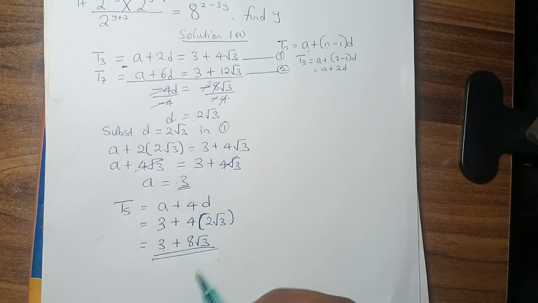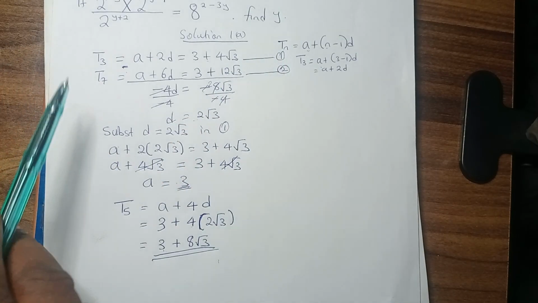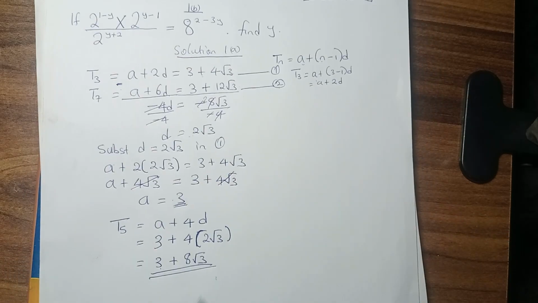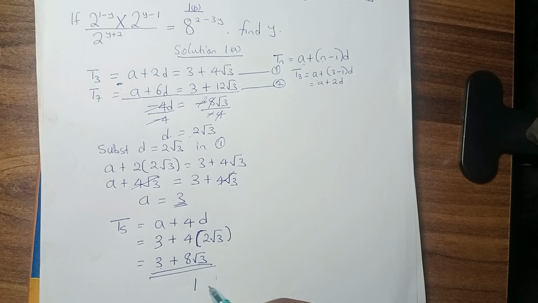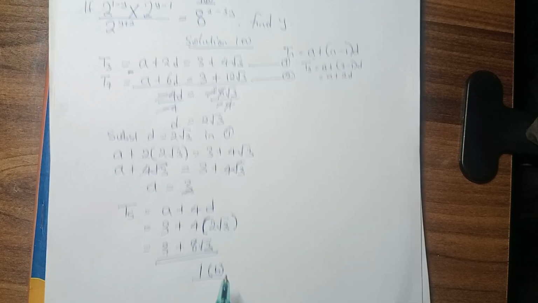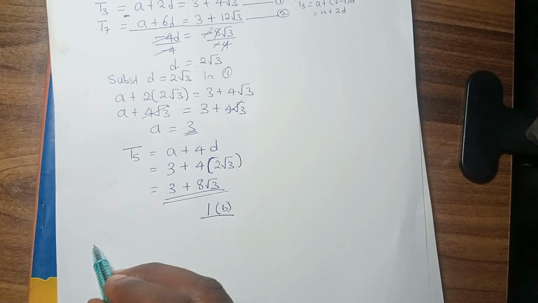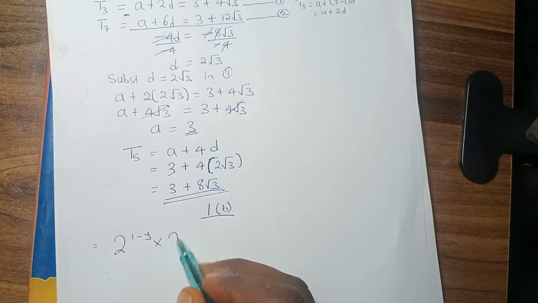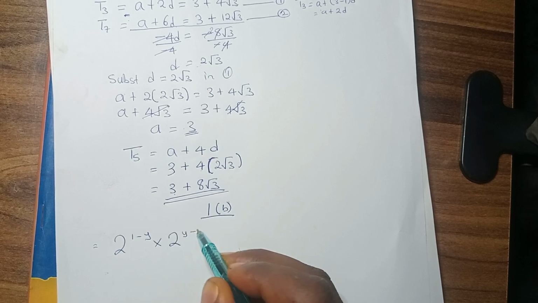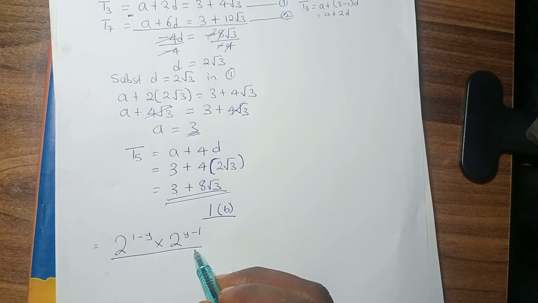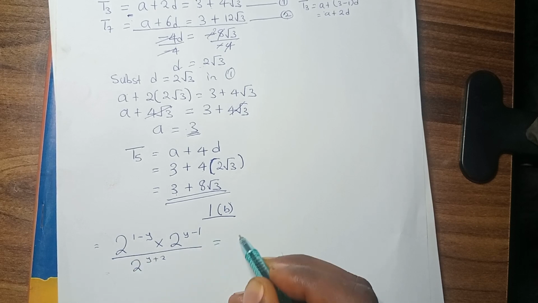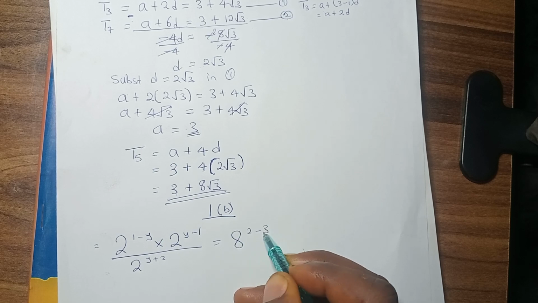Now, to solve the second question, which is this one. Now look at how I'm going to do it. That is my 1b. I'll write 2 raised to power 1 minus y multiplied by 2 raised to power y minus 1 all over 2 raised to power y plus 2 equals 8 raised to power 2 minus 3y.